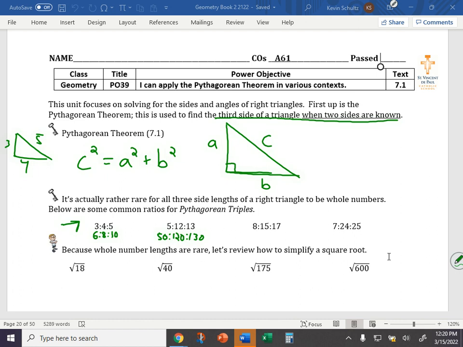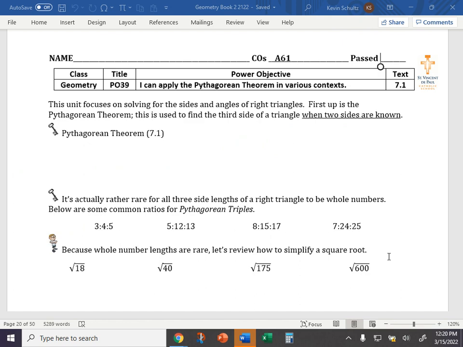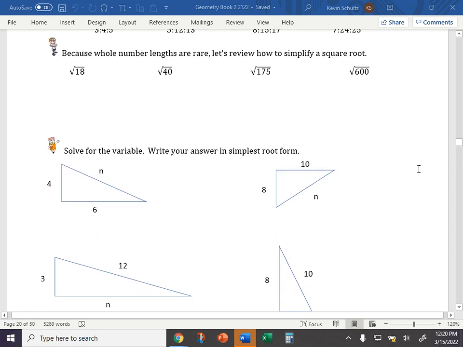We also cover simplifying the square root, because that is something that you'll need to do for this. Who can remind us how to simplify the root of 18? How do we simplify the root of 18? Not to get a decimal value now, right? But to simplify it. This goes back to PO39 that we did the first month of the school year. We're looking for that perfect square factor. Root 18 can be rewritten to be root 9 times root 2.